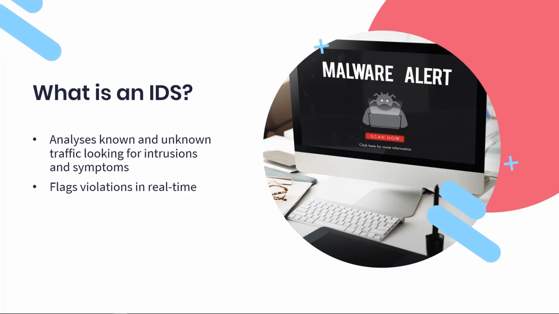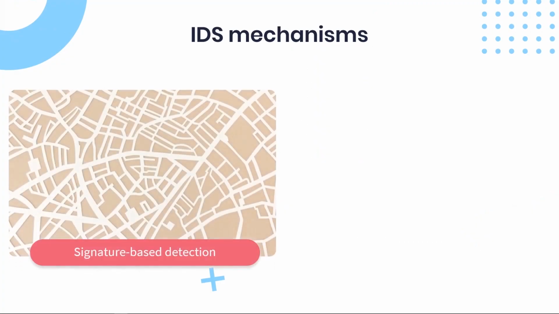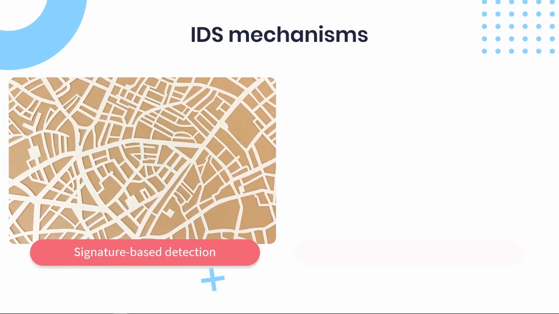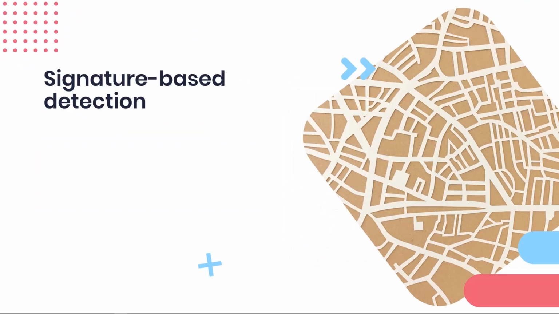In upcoming lessons, you will see how all this data can be used in SIEM, Security Information and Event Management, to help companies have better understanding of their network. An IDS uses two main mechanisms to detect threats on a system: signature-based detection and statistical anomaly detection. Let's look at each one a bit more closely.